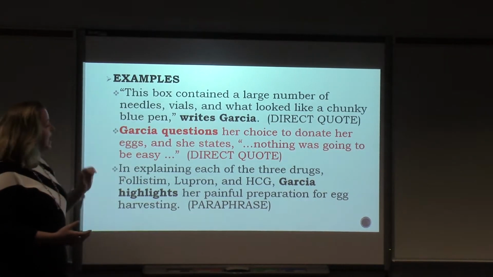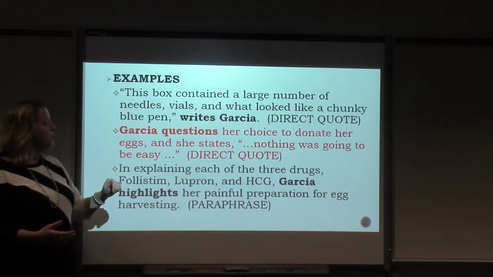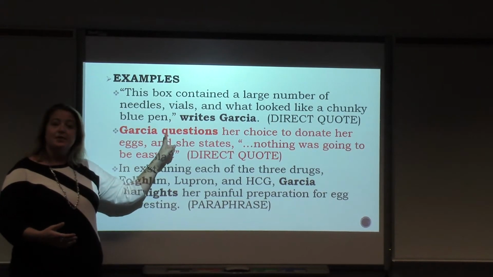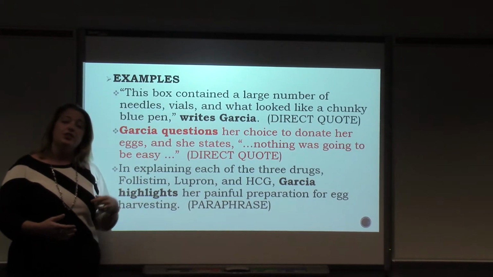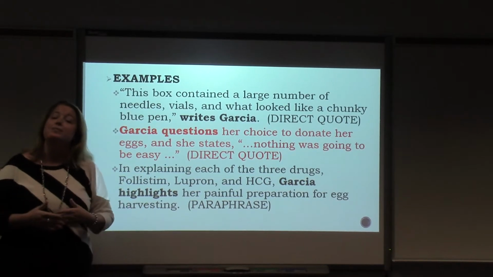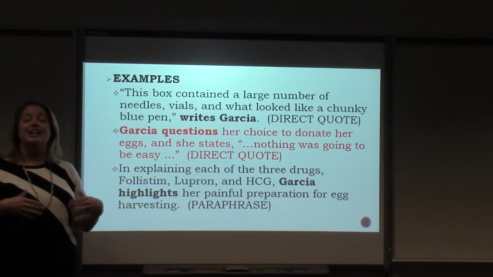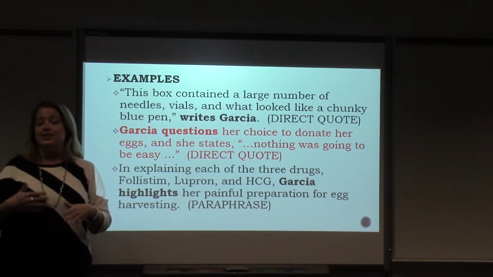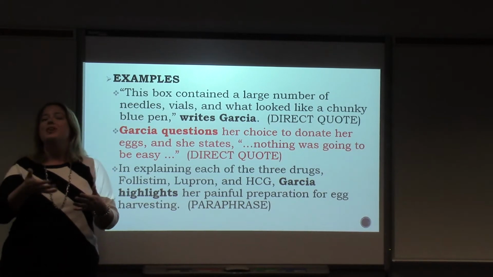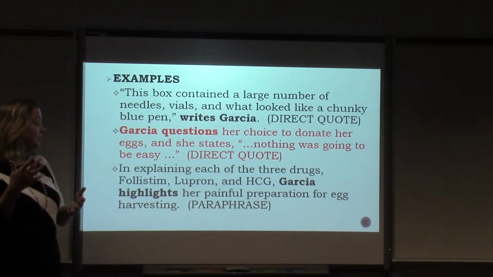Garcia. Next, I have another direct quote, but this time my signal phrase is at the beginning. And notice in this particular example, I've also gone on to explain the context. So Garcia questions her choice to donate her eggs, and she states. And so in this case, I've given my explanation within my attributive signal phrase.